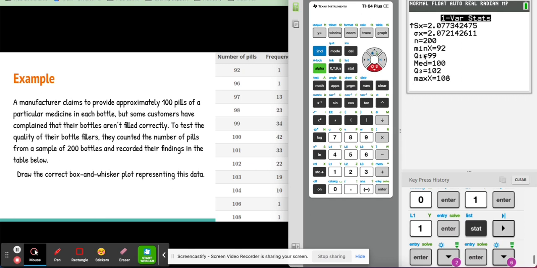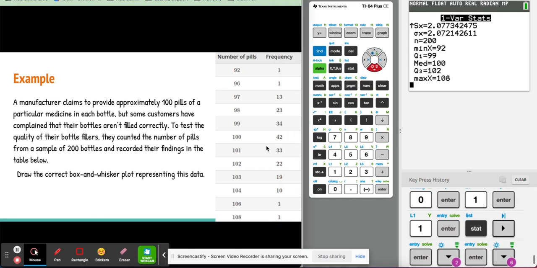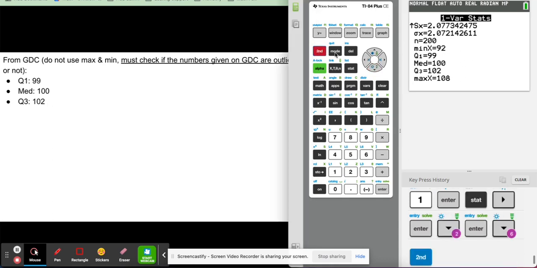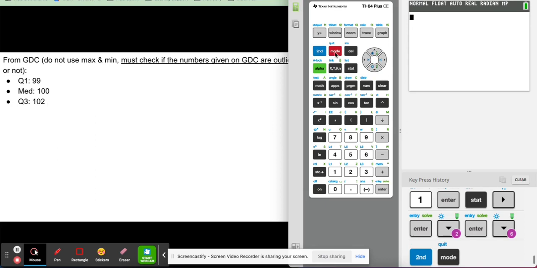Every time you're doing a box and whisker plot from data, I want you to consider only the Q1, median, and Q3 given to you by your calculator. So only the Q1, the median, and the Q3 is what we are going to be using. I have these written down on our slides. I'm going to get out of the stats page by pressing second function, quit. And now we're going to calculate for our outlier.